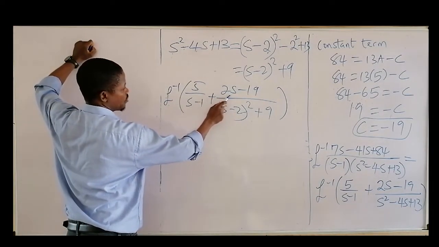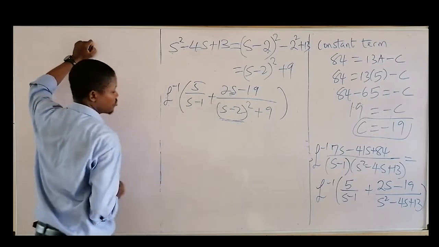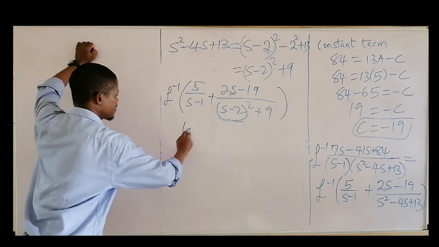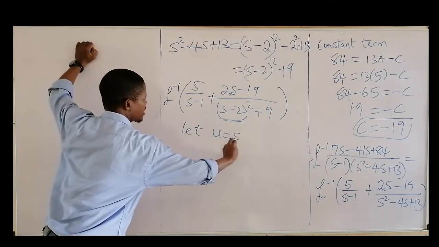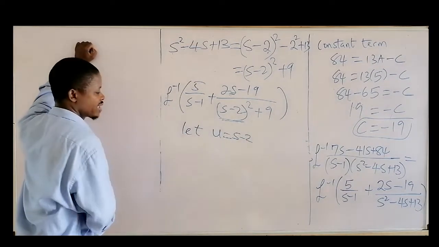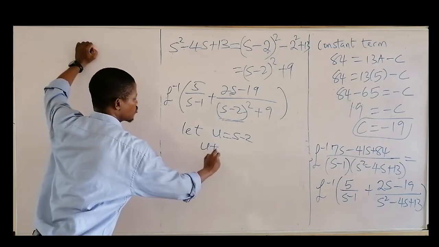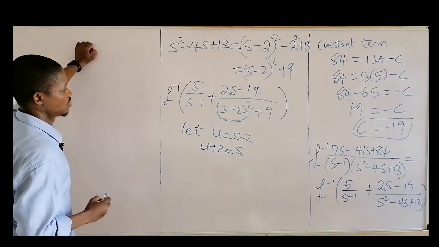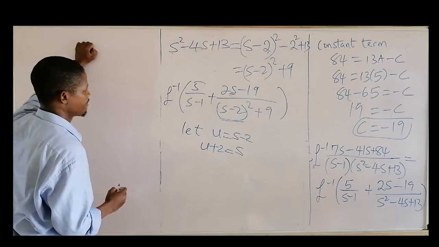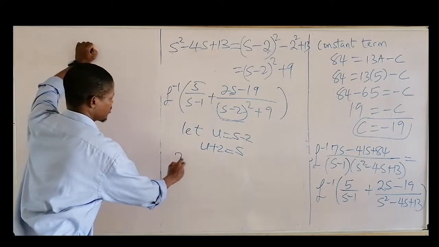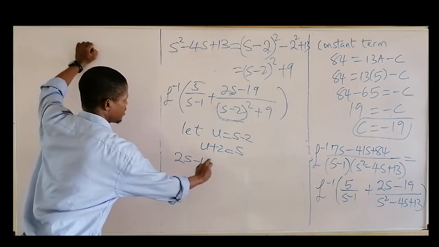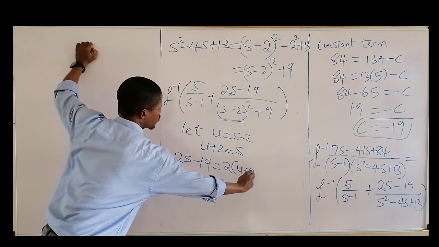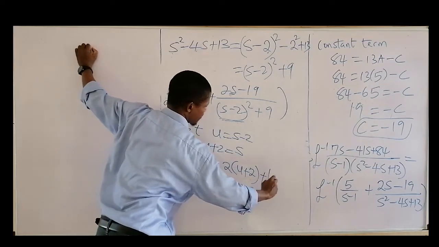So what we're going to do now, this x here, we're going to make it of the form x minus 2 squared. So how do you do that? Let u be equal to x minus 2, and that will be u plus 2 equal to x. Then 2x minus 19 will become 2 times (u plus 2) minus 19.